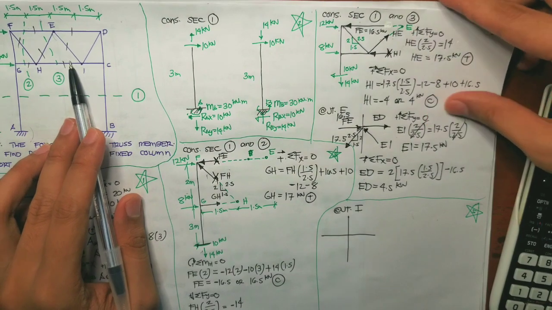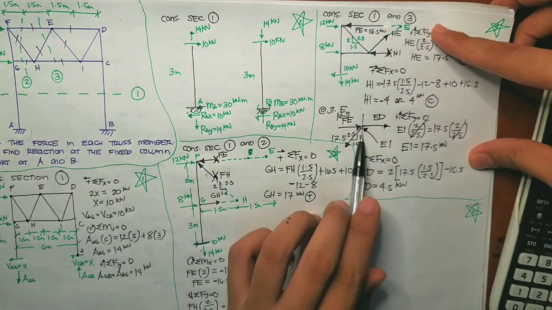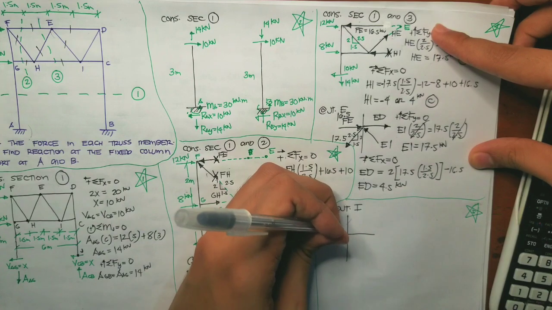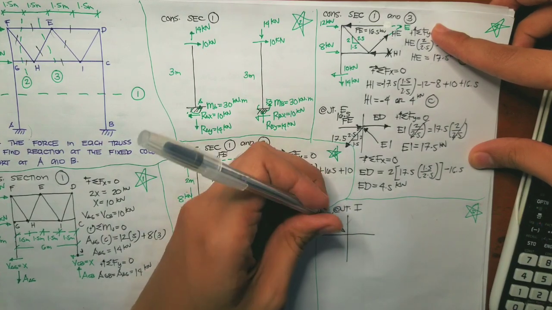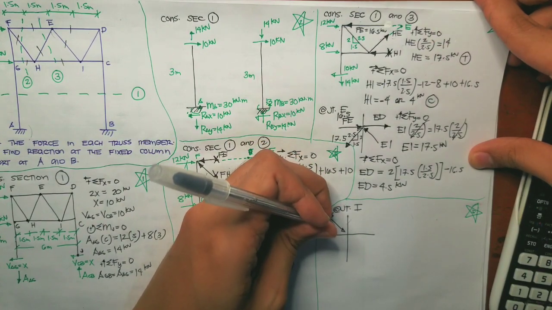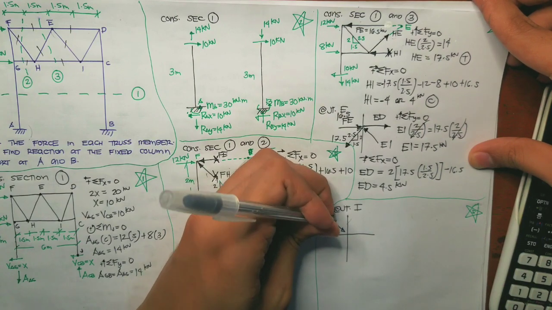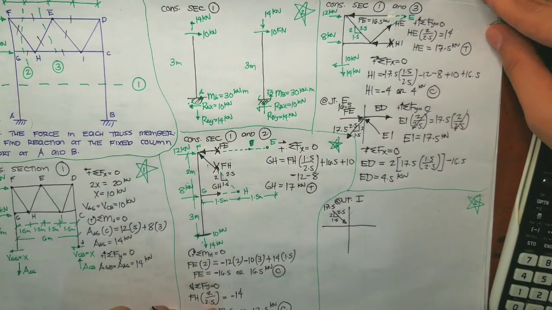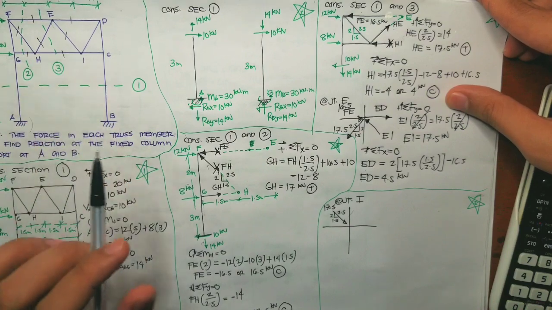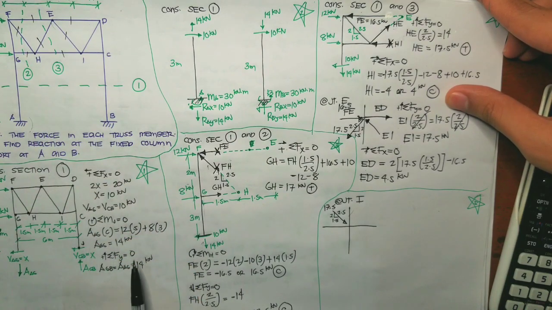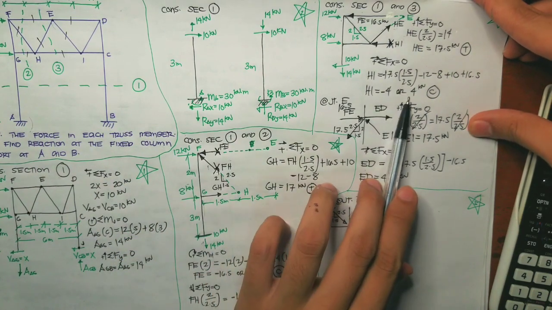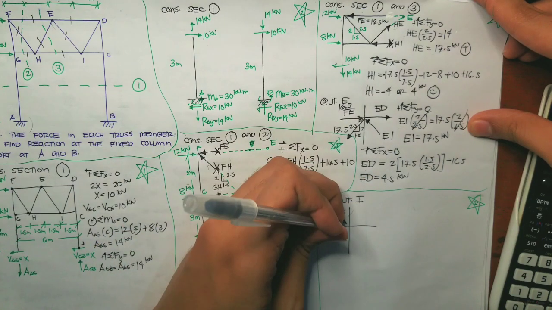So, we have EI. Ano nga yung EI natin? 17.5, which is in compression. So, this is 17.5. Again, given ang slope na 2, 1.5, 2.5. Aside from that, we have HI. Where are you, HI? Eto, so 4 kN, so compression din.